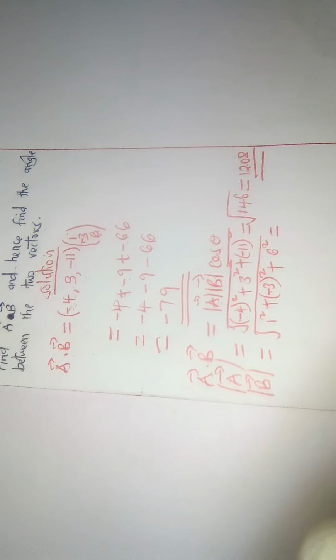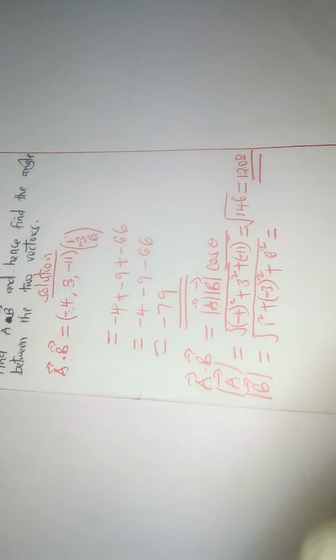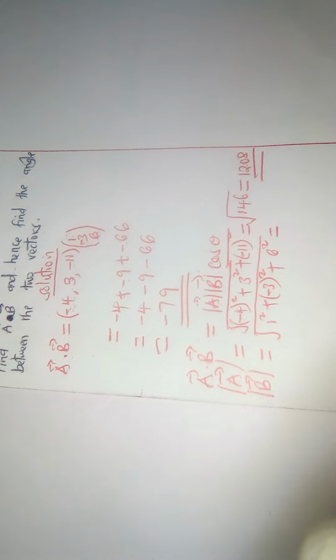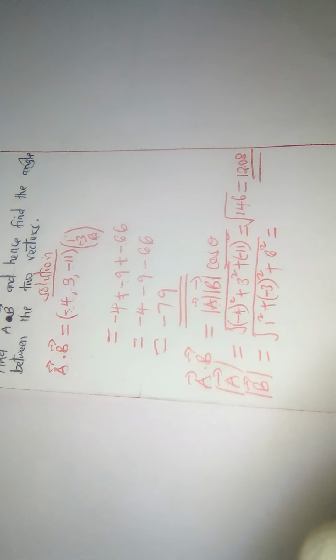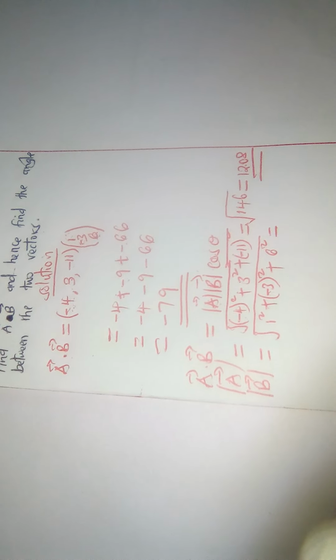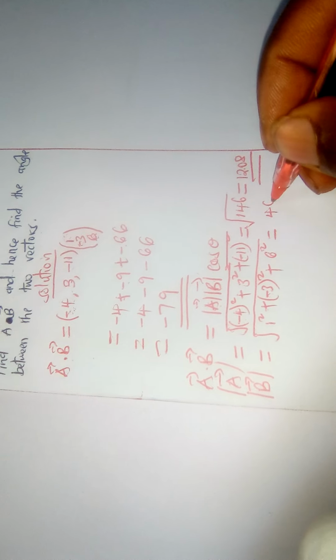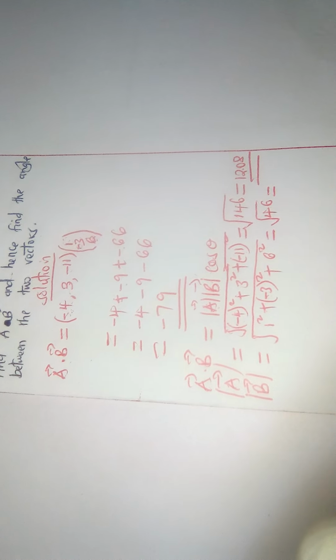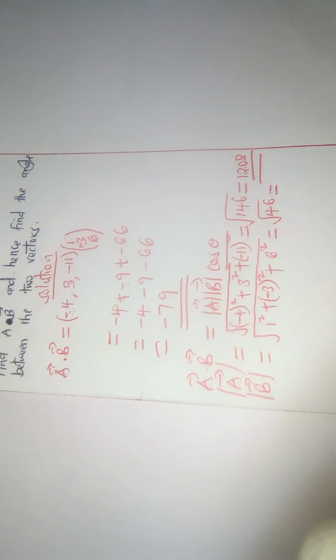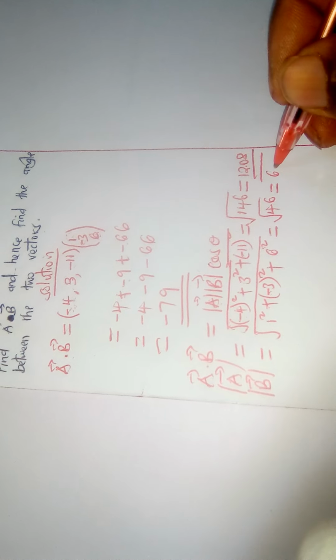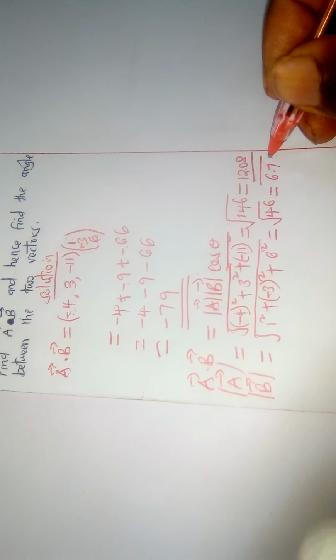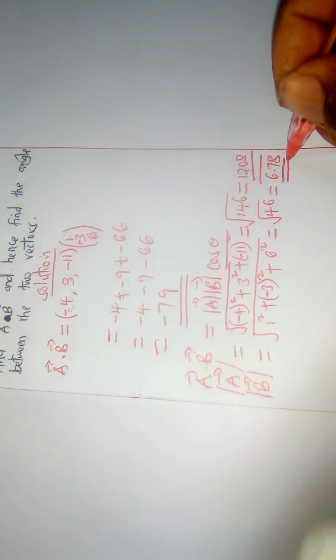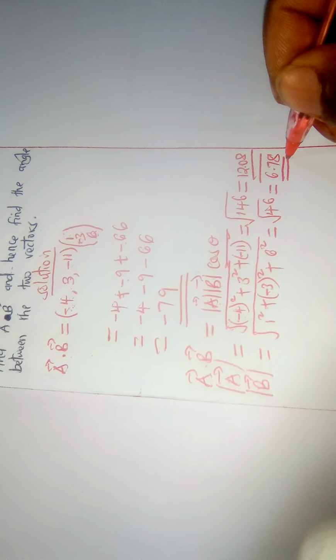Now when you do this, you get 1, negative 3 squared is 9, so plus 9, plus 6 squared, which is 36. When you do this, you will end up having 46, of which when you get the square root, because we are dealing with magnitude, you shall end up getting 6.78 as your answer for the magnitude of vector B.